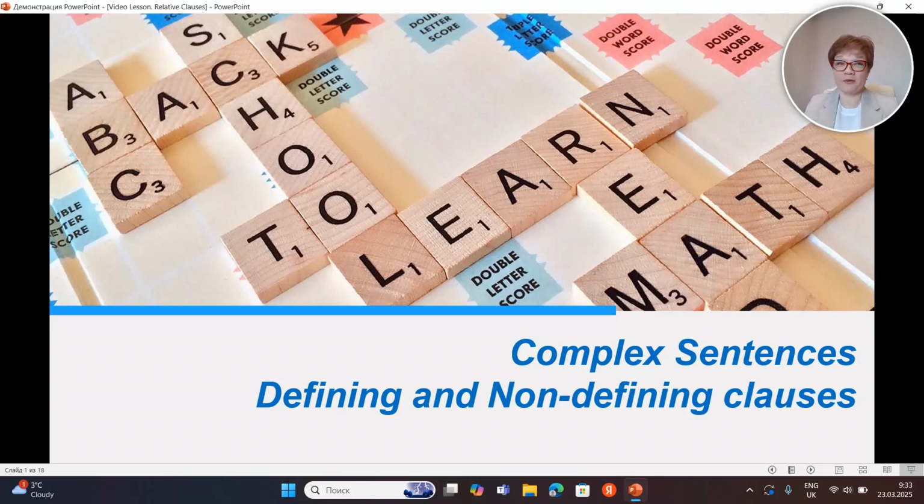Today we're diving into relative clauses. What are they? Why do we use them? And most importantly, how can they help us sound more natural and fluent in English? Stick around, and by the end of this lesson, you'll be using them like a pro. Let's get started.